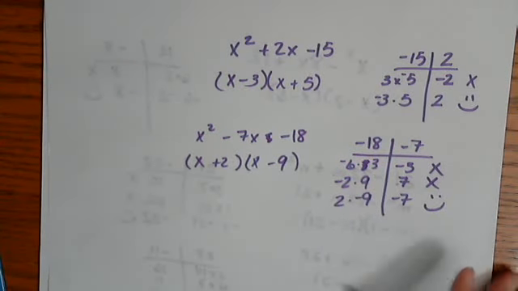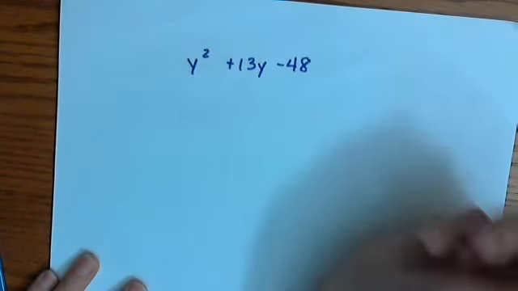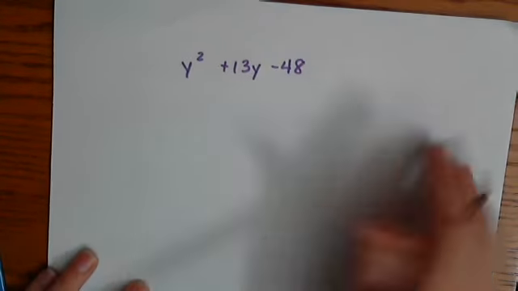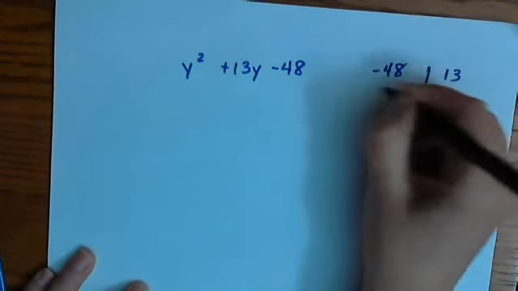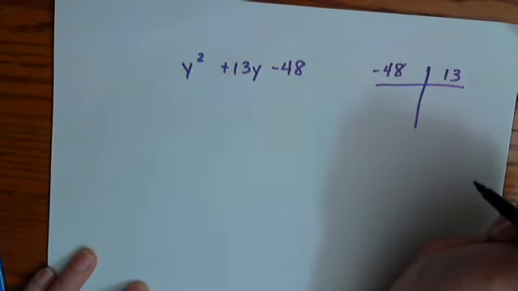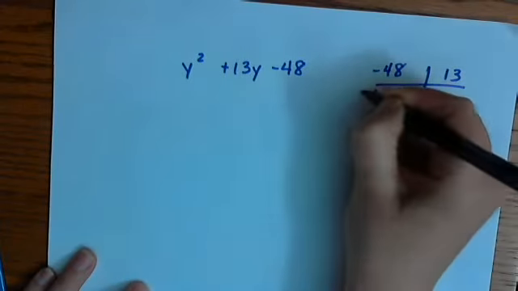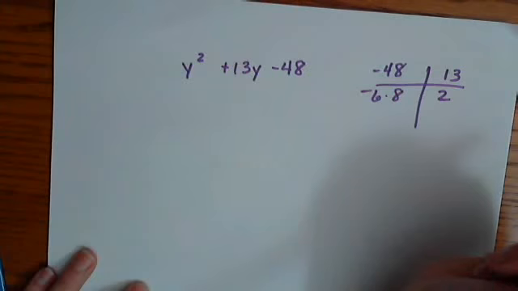I want you to do 3a on the bottom of page 487. 3a. Pause the video and start again when you're ready. We have y squared plus 13y minus 48. Same thing. I know I keep saying it's the same thing over and over again, but that's what all these problems are. We want two numbers to multiply to negative 48 and add to a positive 13. What multiplies to negative 48? Well, how about 6 times 8? And I'll make one negative. That multiplies to a negative 48, adds to a positive 2. Not the combination we need.